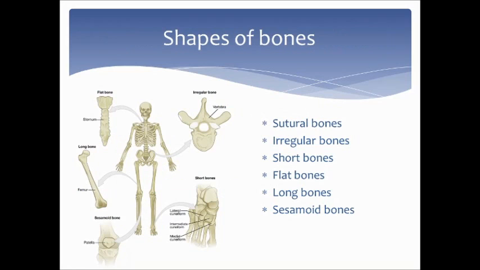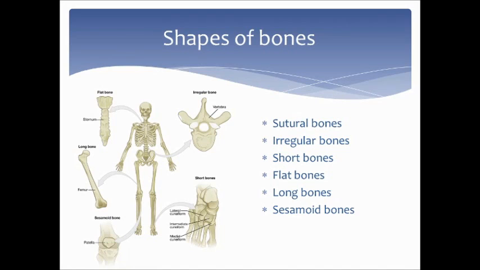There are many different shapes of bones. We have sutural bones, which are also called wormian bones, and these are our flat bones of the skull that are separated by sutures. We have irregular bones, which form more complex shapes, things like the vertebrae. Short bones are more boxy, they have more equal dimensions. Think of things like our carpals and tarsals. Flat bones have thin, flattened shapes. Think of things like the sternum or the scapula.